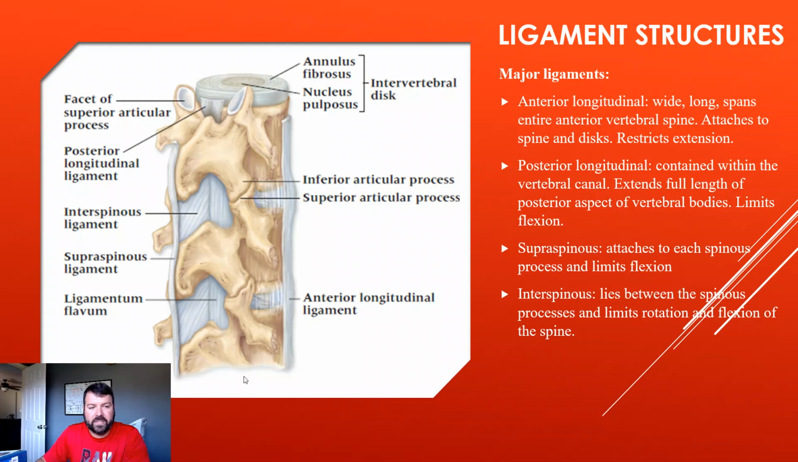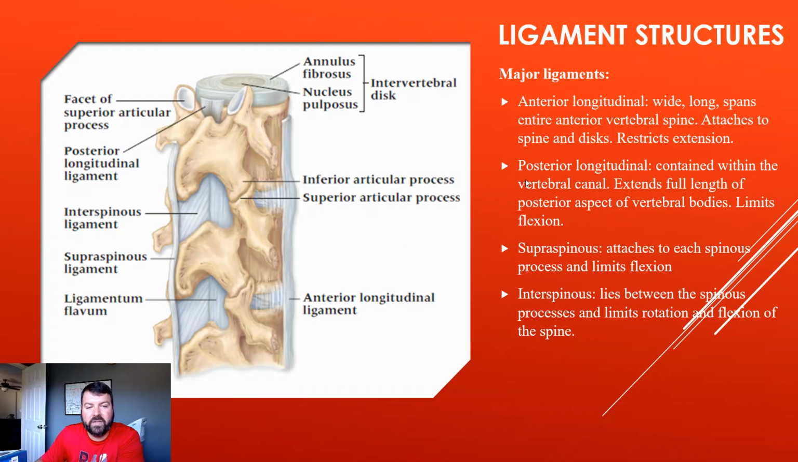All right, so ligaments. You have a lot of ligaments in your back. First we'll talk about the anterior longitudinal. That one is right up in here, in the front of your spine. Wide and long, it spans the entire anterior surface of your spine. It restricts your extension. If you just picture where it's at, it's anterior, so it restricts that extension to a certain extent.